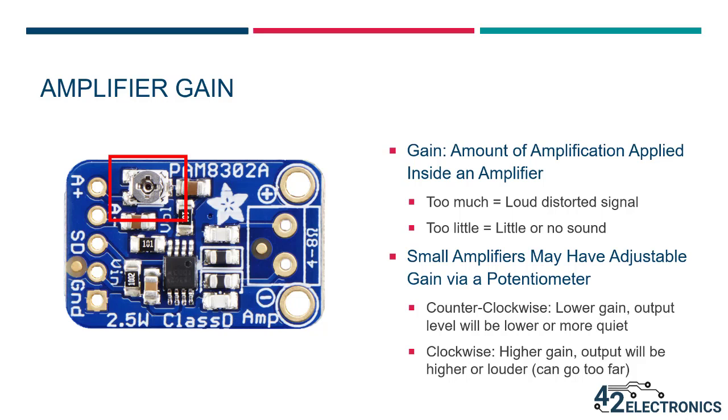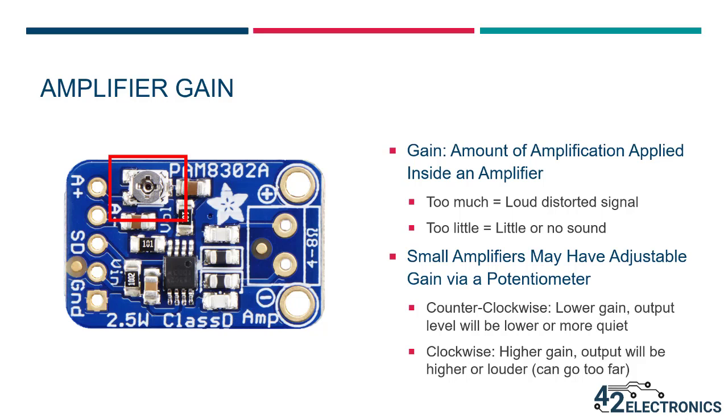The amount of amplification that is applied inside an amplifier is called gain. Too much gain in the amplifier and the output signal will overdrive the speaker, resulting in loud, distorted sound. Not enough gain in the amplifier will result in the speaker being underdriven, resulting in very low or no sound coming out of the speaker. Some larger amplifiers have fixed gain levels that cannot be adjusted, but smaller amplifiers will often have adjustable gain that can be controlled by a potentiometer on the circuit board of the amplifier.